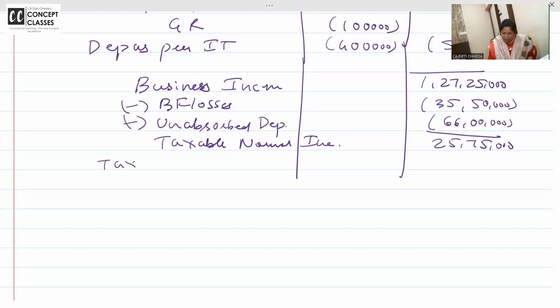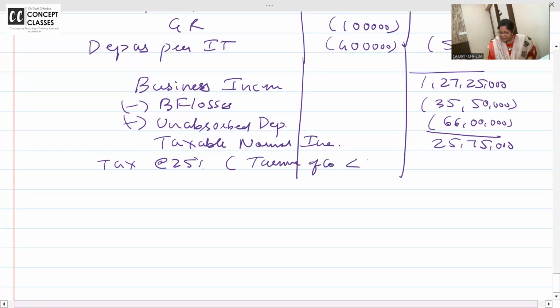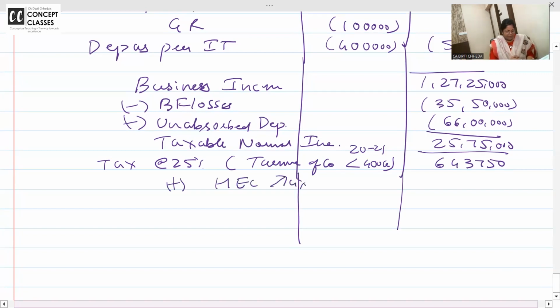On normal income, what tax you have to pay? 25%, as the turnover of the company is less than 400 crores two years back in the year 2021. So pay tax on this at 25%. Listen, dear students, shall I pay surcharge? Answer is no, because the income is not exceeding the limit. Now add health and education cess 4%.